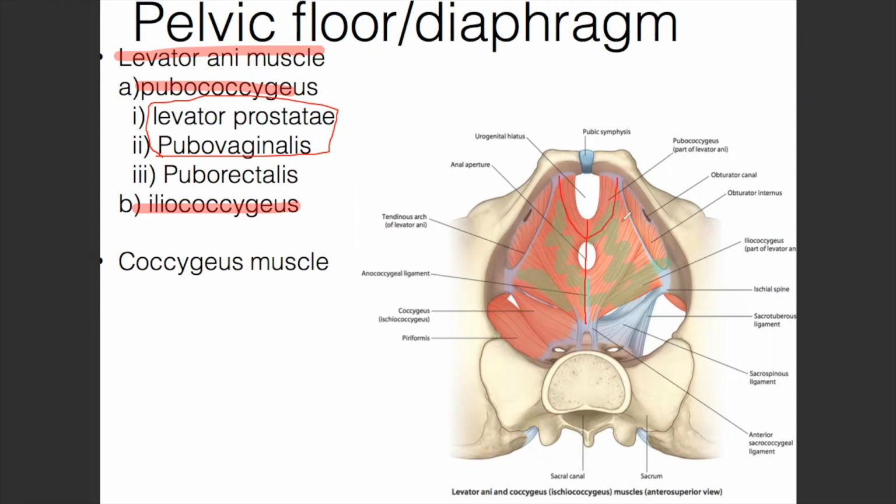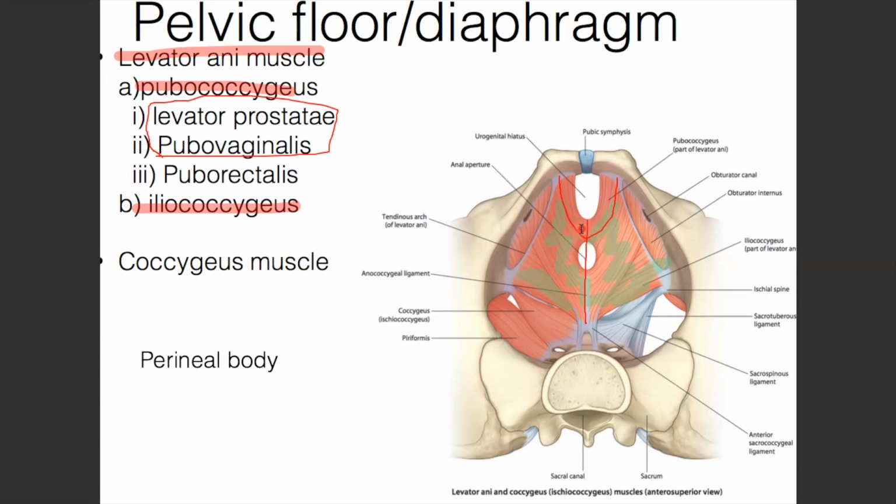So the perineal body is found in the midline, and it's basically here. It's just a fibrous tissue that's found in front of the anal canal.